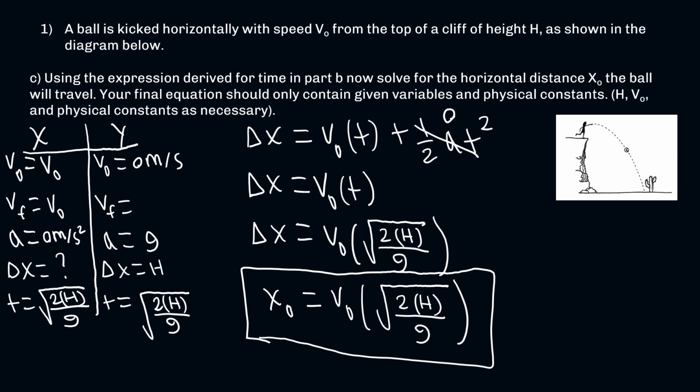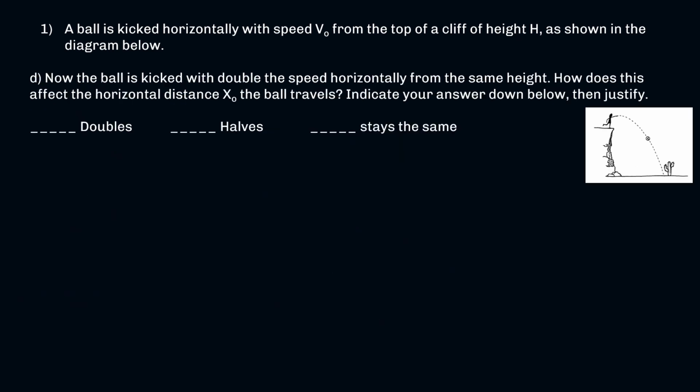So let's move into part D. Looking at part D now. Now the ball is kicked with double the speed horizontally from the same height. How does this affect the horizontal distance x naught the ball travels? Indicate your answer down below, then justify.